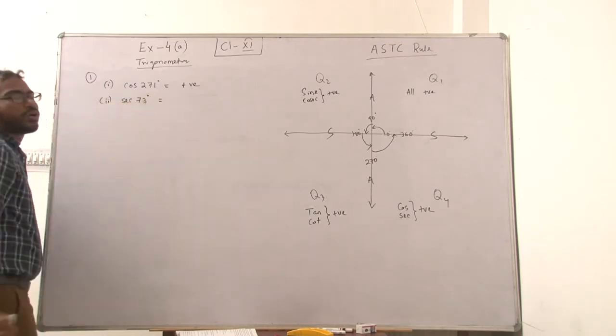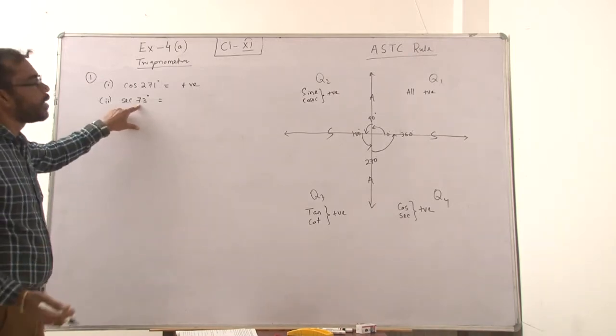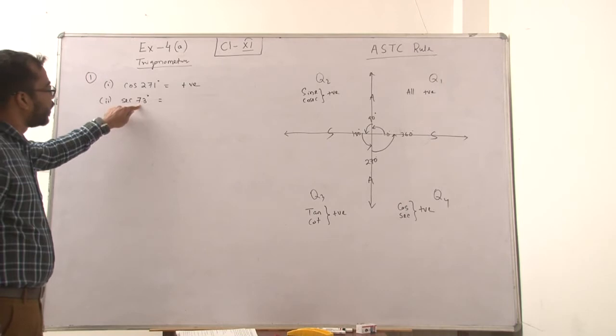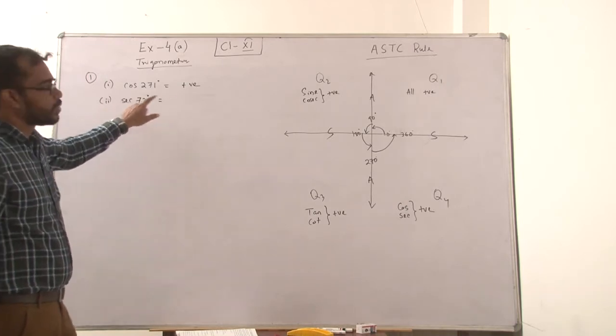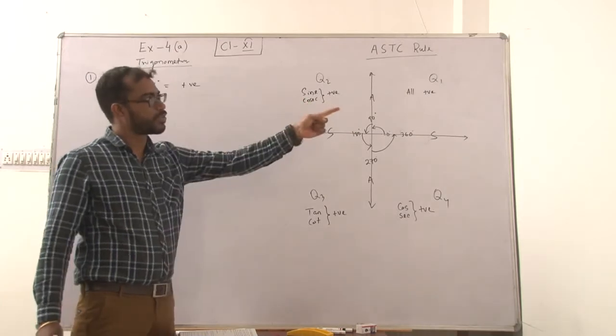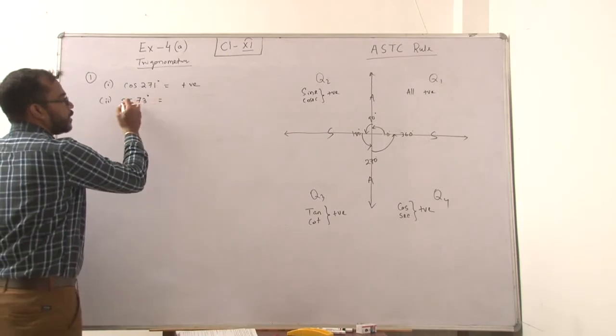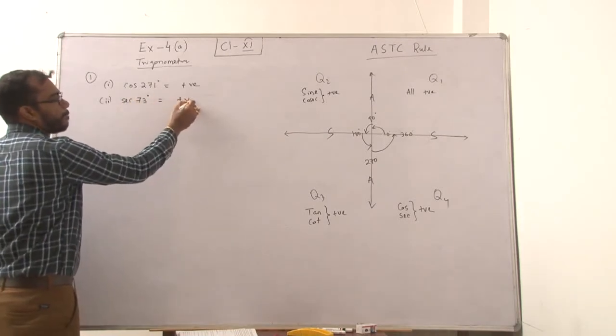So next is the second bit, cosec 73 degrees. First, we identify the angle, that is 73 degrees. So 73 degrees is in the first quadrant, and in the first quadrant all are positive. So this ratio is also positive.